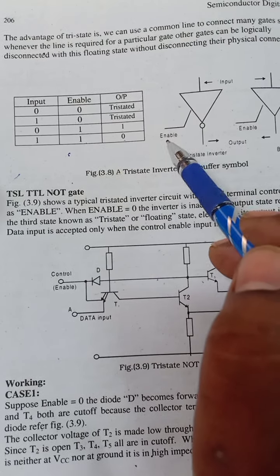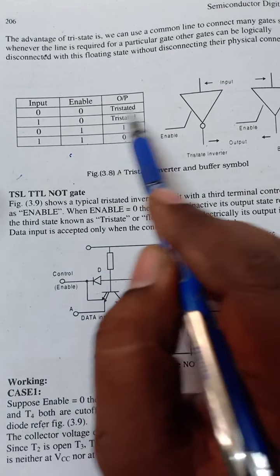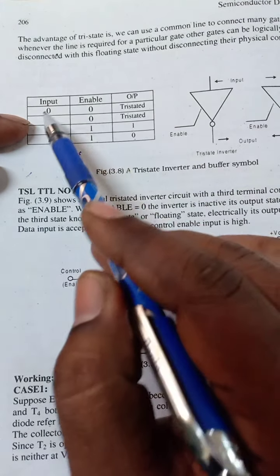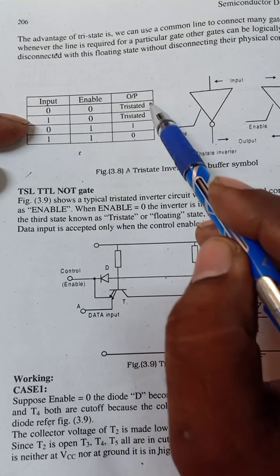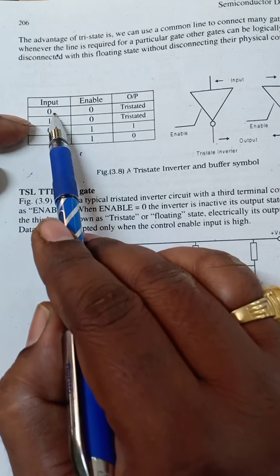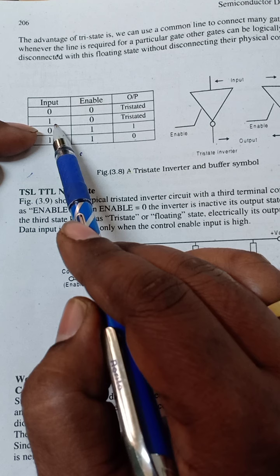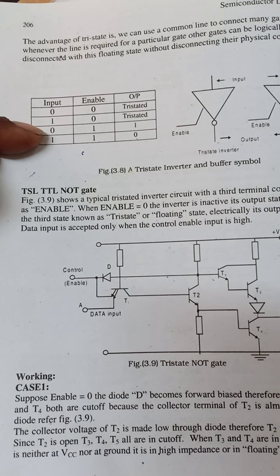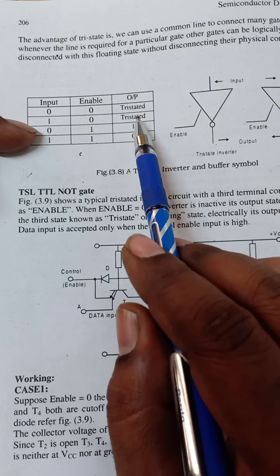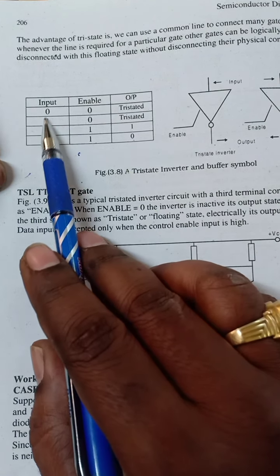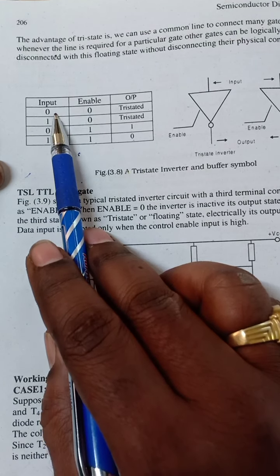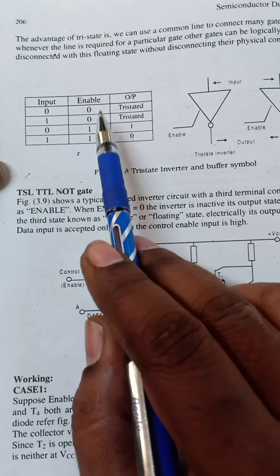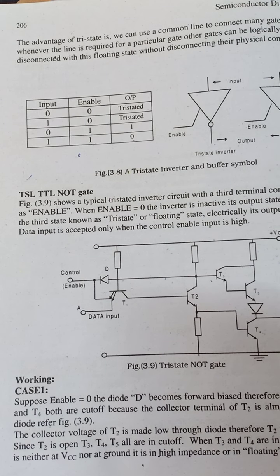But if enable is at 0 state, it is tri-stated. Tri-stated means high impedance state. Whatever the input may be, the output remains in the same state. If you apply 0 or 1, there is no change at the output. That is a tri-state. It is high impedance state, so it will not respond to input 0 or 1 if enable input is 0. So it is known as tri-stated logic.